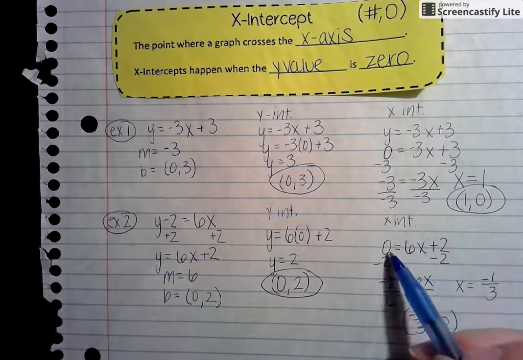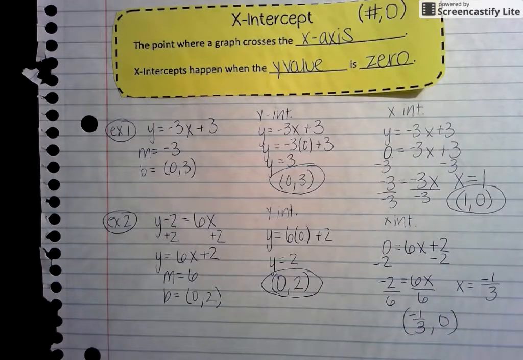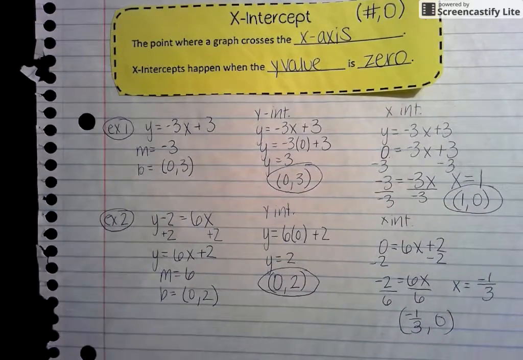Notice that my 0 was for my y, my negative 1/3 was for my x, and that is how you find the 2 intercepts.